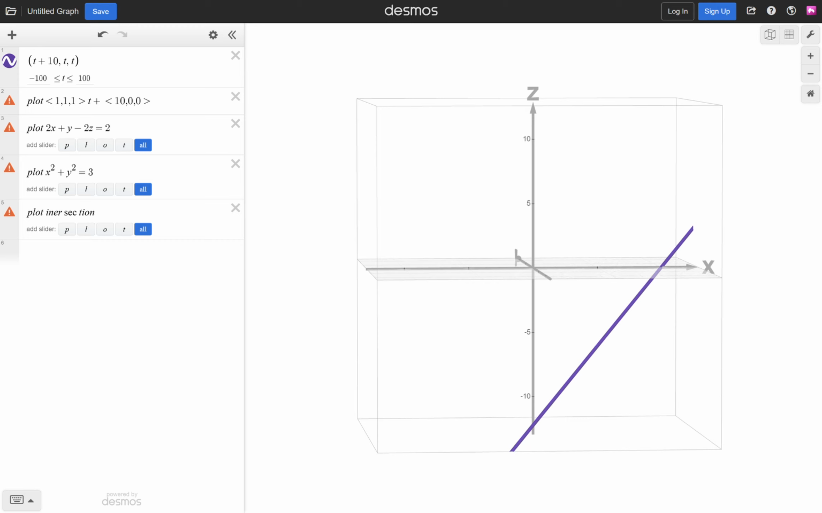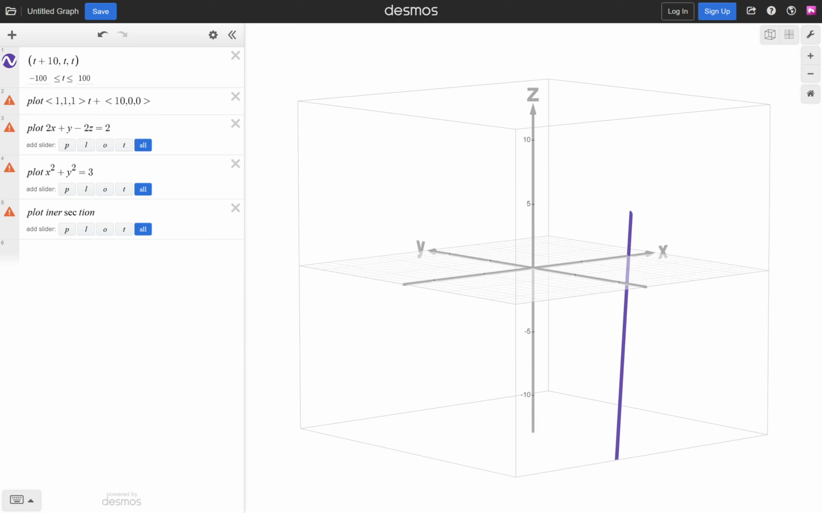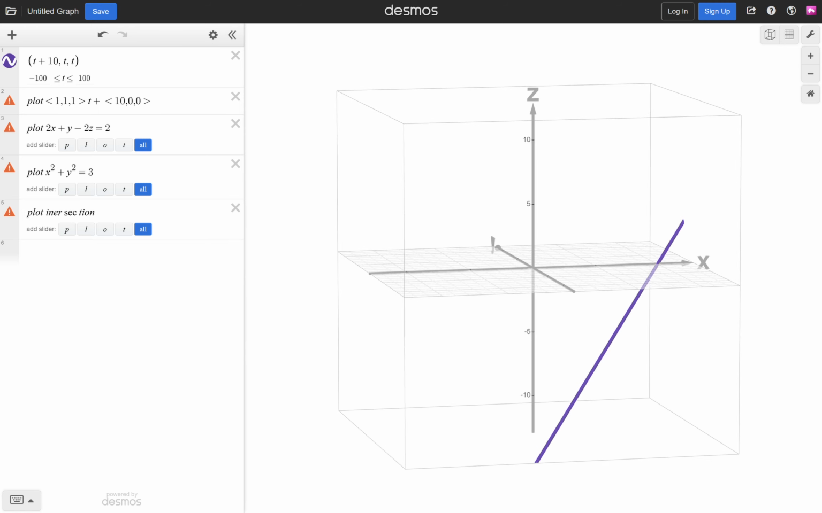The 1, 1, 1 is our direction vector, and 10, 0, 0 is our vector we get when t equals 0. So it is our x-intercept, and this is our infinitely long line.